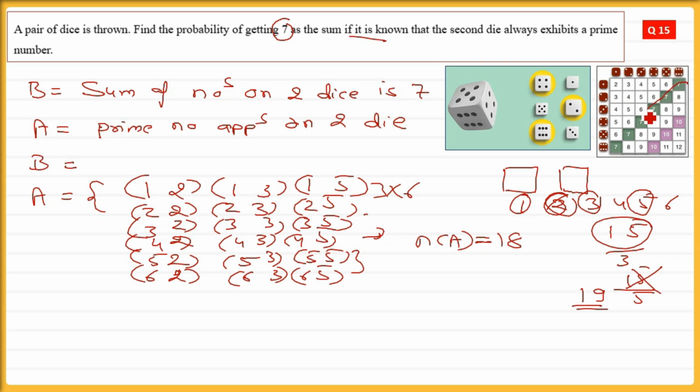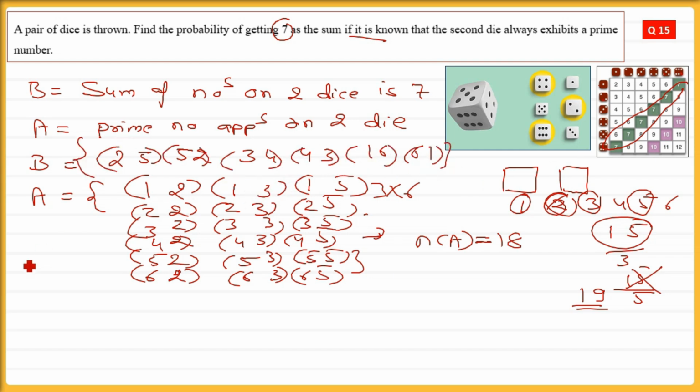Now sum of numbers on two dice is 7. 7 means 1 6, 6 1, and 5 2, 2 5, 4 3, 3 4. So in all these combinations, the first and second die numbers being added should come up as 7. So 2 5, 5 2, 3 4, 4 3 and 1 6, 6 1. So these all have come here. You don't need to find out n(B) because it is not required as per the question.